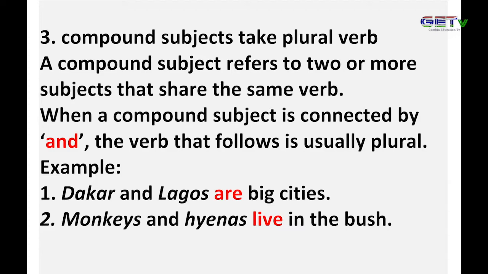You said, Modu and Aliu are friends. You have Modu as a subject and Aliu as a subject. You join them. What joined the two subjects is the conjunction and, so it takes plural verb. You said, Modu and Aliu are friends, or otherwise, you can also say, Aida and Aishatu live in the same compound.